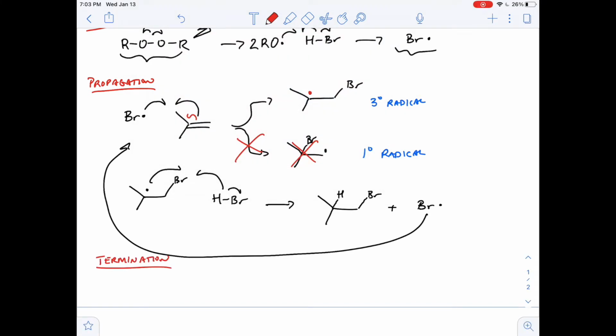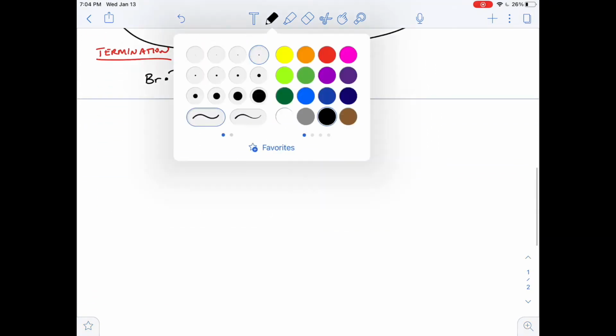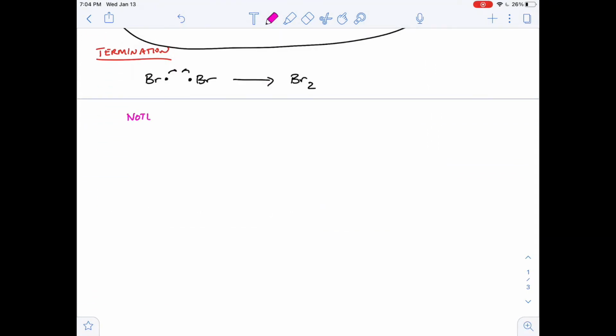Now, what is the termination step? Remember, you bring two radicals together and they're done. A bromine radical comes together with itself or with another one from elemental bromine. Done.